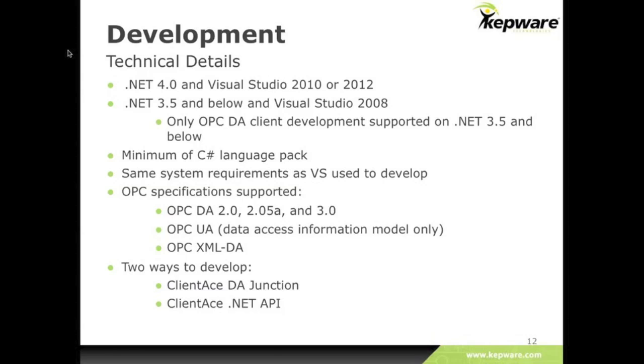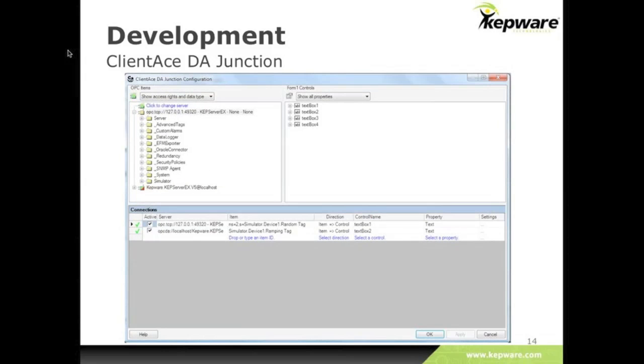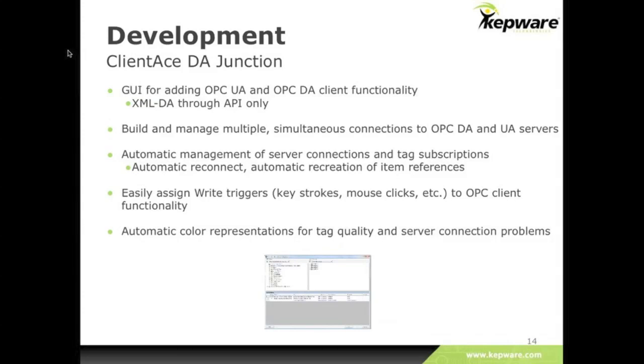Now I debated whether this should be a separate slide, but there are actually a couple of ways to develop. I've shown you the DA Junction during my demonstration. It's a GUI. We can only do XML-DA through the API. You can really simply build and manage multiple connections to OPC DA and UA servers, automatic server reconnection, and tag subscription management. One thing I didn't show you is the ability to assign what we call triggers, which are automatic write behavior. You could key in automatic write behavior for keystrokes on a keyboard, certain conditions happening within the application, or mouse clicks, mouse scrolls, and mouse position. And like I showed you, we also have automatic color representations of tag quality and server connection problems.